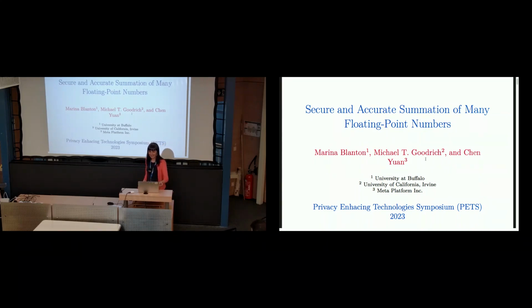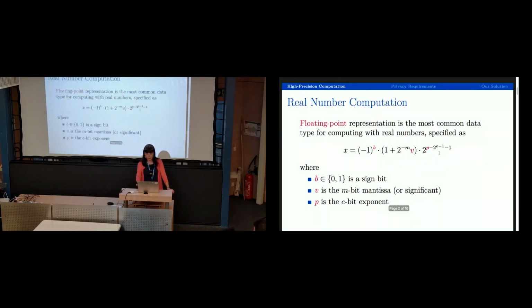All right. So I would like to do this talk, which is joint work with Michael Goodrich, who is at UC Irvine, and Chen Yuan, who was at University of Buffalo. He was my former PhD student, and now he is in Facebook/Meta. So this talk is about summing a large number of floating point values, but we would like to do this securely, and we would like to do this accurately.